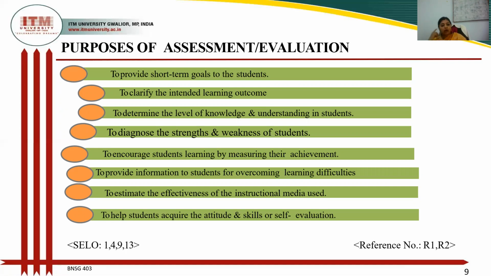So once we come to know what the weakness is, what the strength is, and to what extent they have learned that particular subject, it in turn helps to encourage the students to achieve. It provides important information to students for overcoming learning difficulties. That is, we are providing information to the students for overcoming the difficulties. When the achievement goes down, we can understand what the problem is, then we can encourage them and provide the information so that the students can overcome those difficulties.